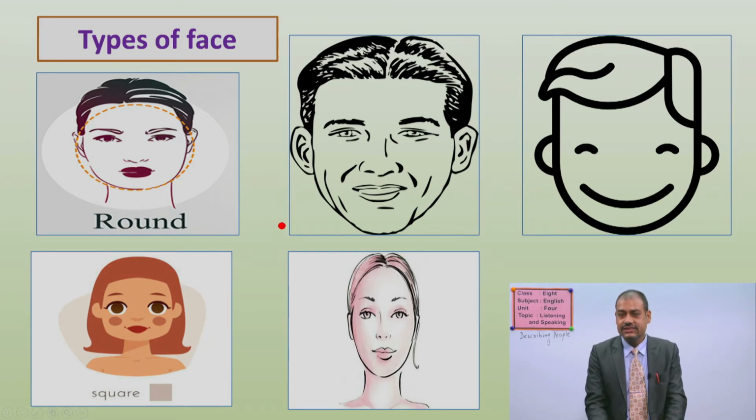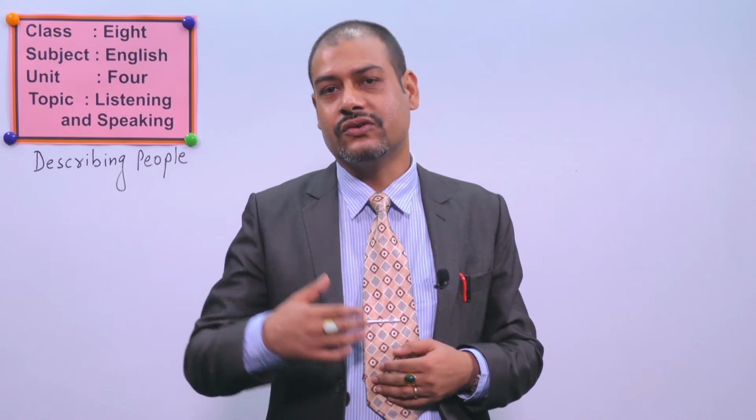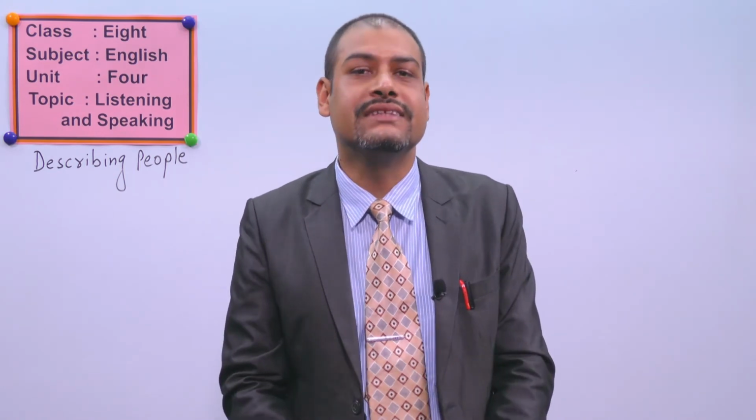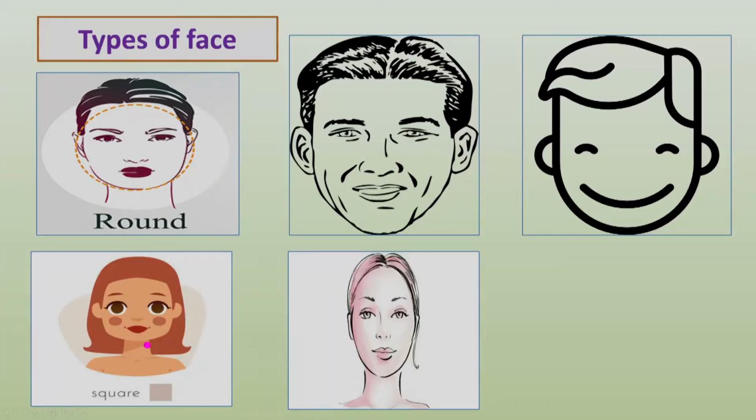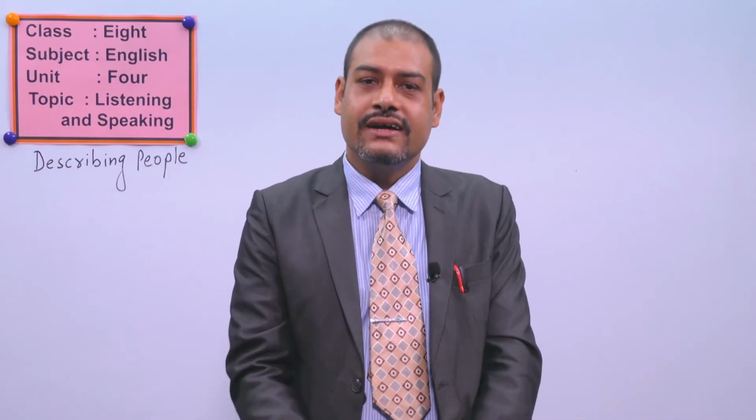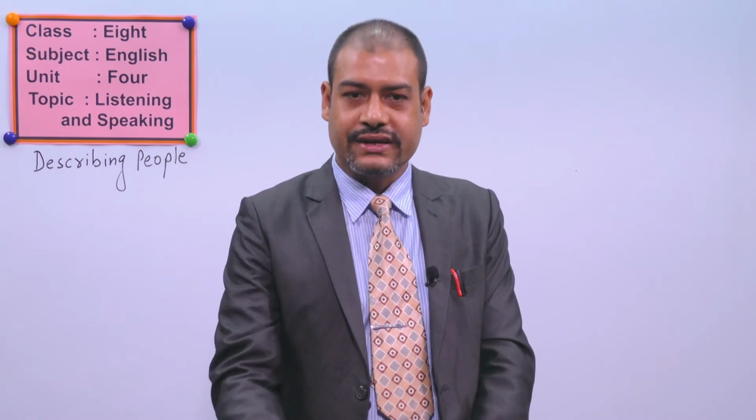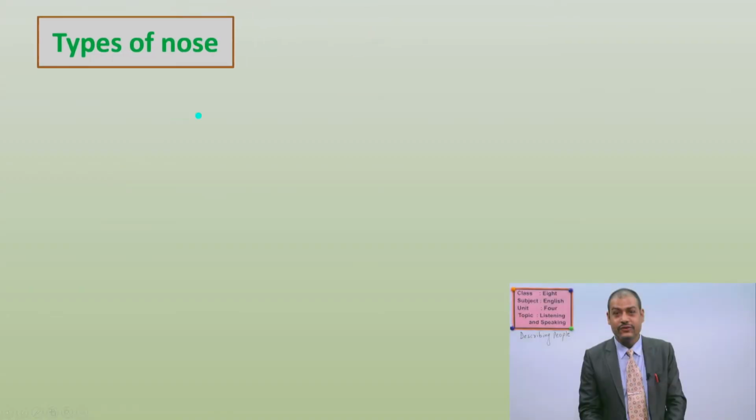So dear students, you can use some other words also. I have given you only these many, okay? Like round, square, long, oval, broad face. All right. Now I want to show you again types of nose.